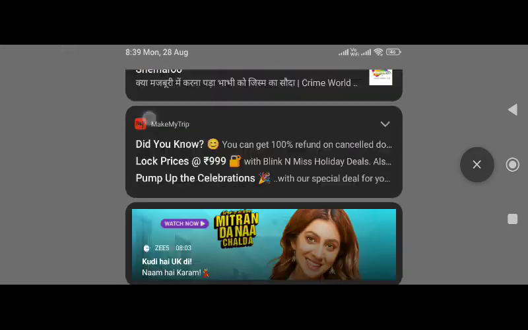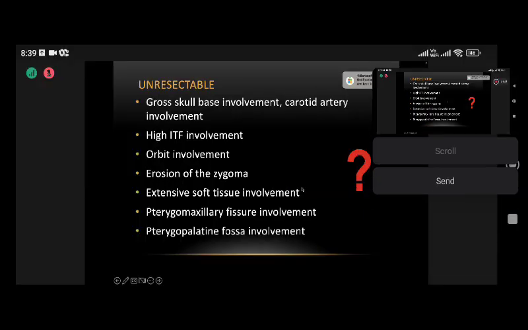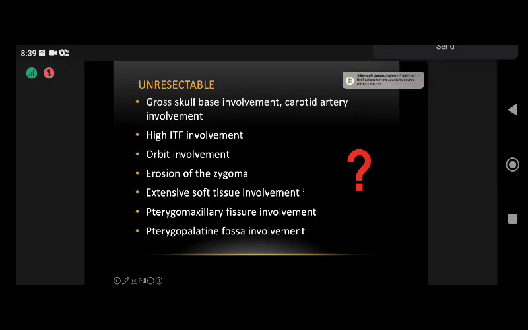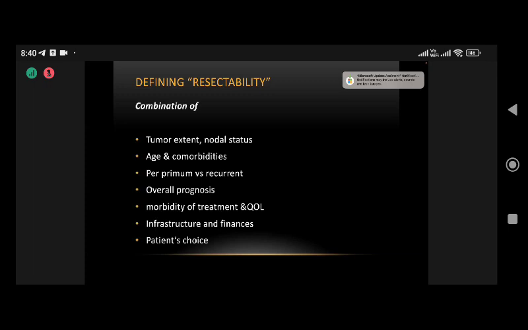Now, high infratemporal fossa involvement, involvement of the orbit by an oral cancer, erosion of the zygoma, extensive soft tissue involvement with multiple satellite nodules, pterygomaxillary fissure involvement, pterygopalatine fossa involvement may also make these tumors unresectable. So, to understand resectability, it is a combination of tumor extent, nodal status, age, and comorbidities of the patient. Whether this is per primum or this is a recurrent case where you may not have adjuvant therapy, the overall prognosis, morbidity of treatment, and quality of life of the patient, infrastructure and finances, and patient's choice.